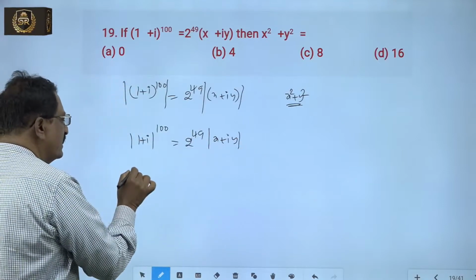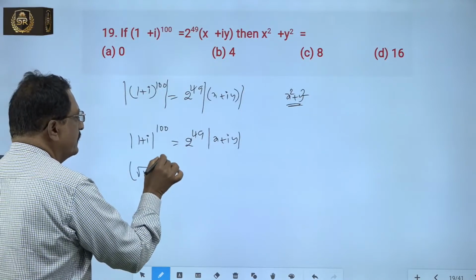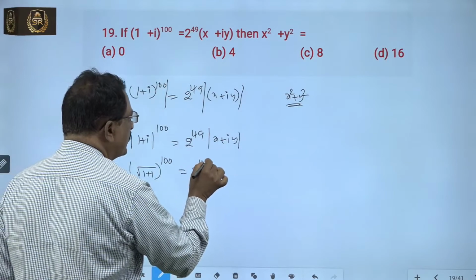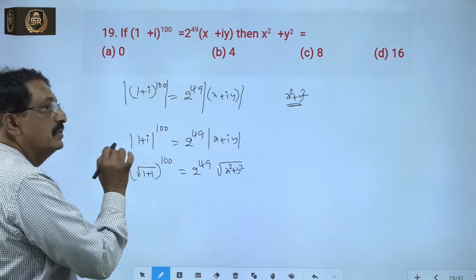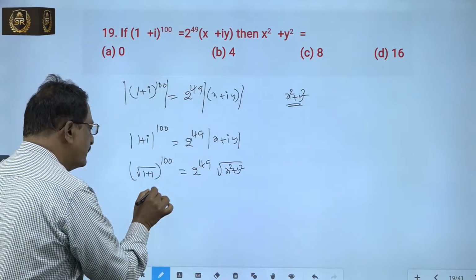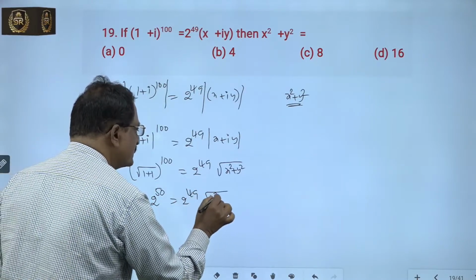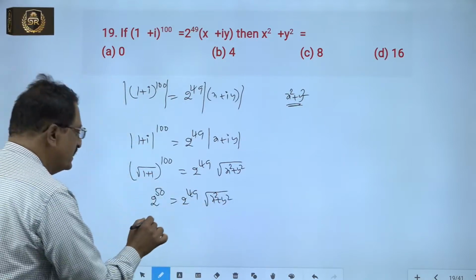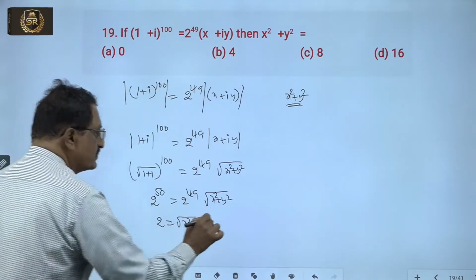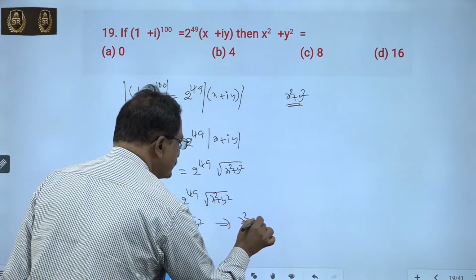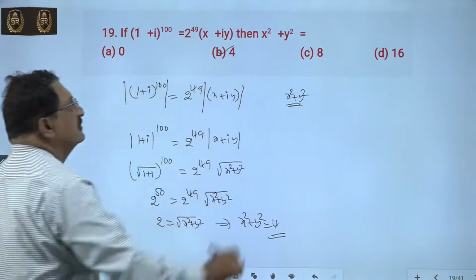Now, mod of 1 + i equals square root of 1² + 1², so root 2, whole to the power of 100, equals 2 to the power 49 times square root of x² + y². Root 2 whole to the power of 100 equals 2 to the power 50, which equals 2 to the power 49 into square root of x² + y². Now, on both sides 2 to the power 49 cancels, so 2 equals square root of x² + y². Squaring on both sides, we get x² + y² equals 4. The value of x² + y² equals 4. Now, the second option is correct.